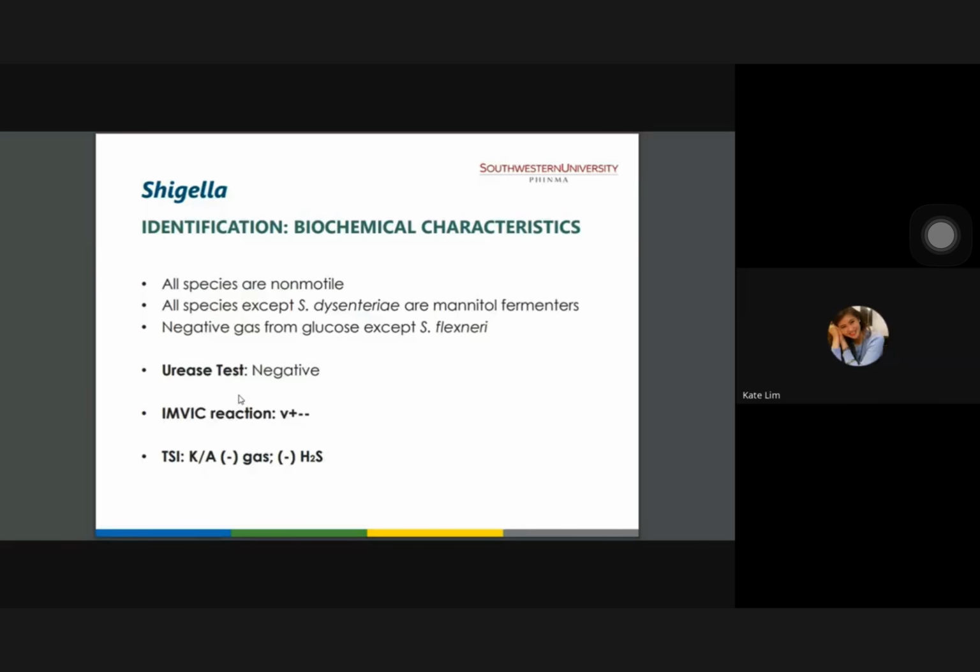For TSI, it is K over A, with negative gas and negative hydrogen sulfide. So again, what does this mean? It's K over A, meaning it has an alkaline slant and an acidic butt. What is usually found in the slant? That is your lactose and sucrose. So in the slant, there is no lactose or sucrose fermentation. Since it has an acidic butt, there is only glucose fermentation. It is negative for gas, so no gas production and no hydrogen sulfide production as well.